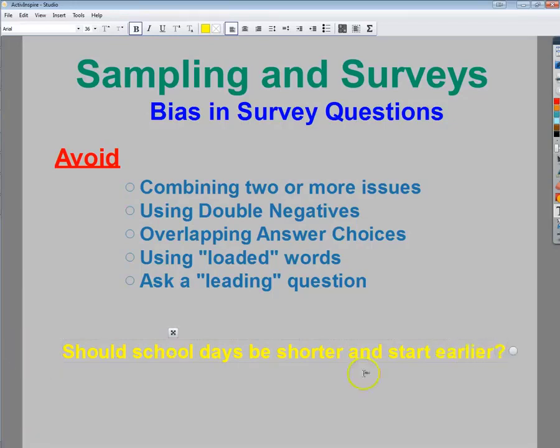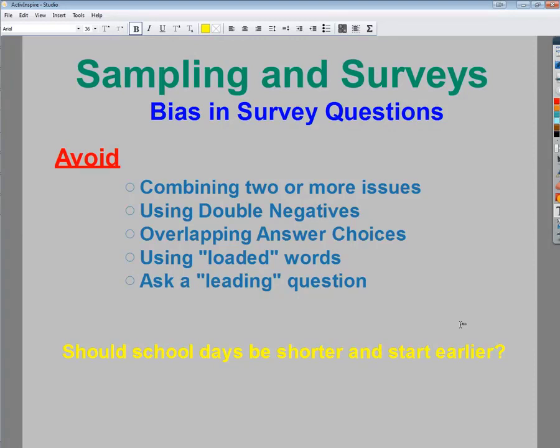Well, in some ways, I could get some support for this, because a lot of people want school days to be shorter, students mostly, and teachers, people who actually have to do it, wanted the days to be shorter. But the start earlier part doesn't really sell. Where I go to school, or where I work right now, school starts at 7:30 in the morning.